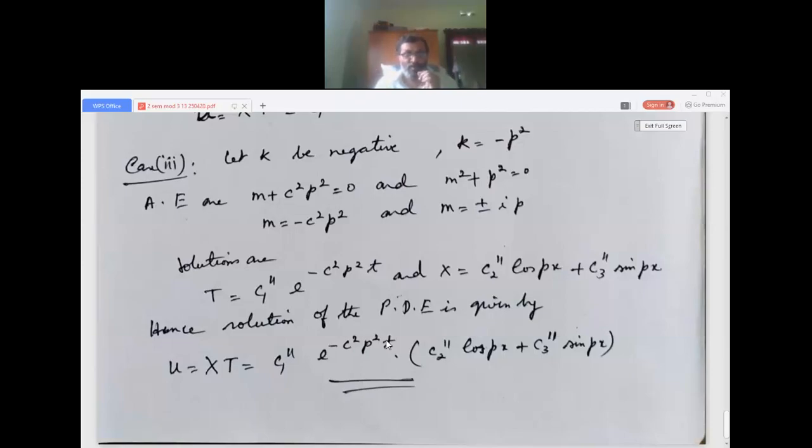So once again, lastly, I will just say: today I derived the one-dimensional heat equation, and then I derived the very important various possible solutions of the one-dimensional heat equation. Tomorrow I will start module 4 at 11 a.m.